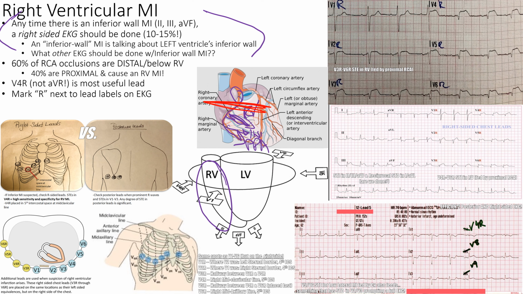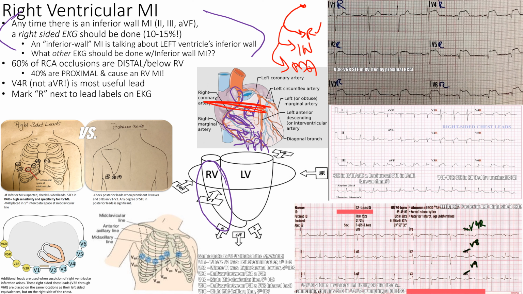So we're looking at the branches here. We come off the RCA: first branch RV, next branch inferior wall of the left ventricle, and then we go to the posterior wall, the posterior descending artery. That's 80% of the time. So when you have an inferior wall MI, it's like, well, shoot, was the blockage maybe higher up, and it could be an RV failure as well.